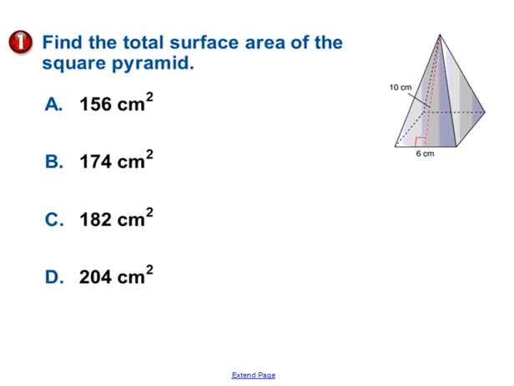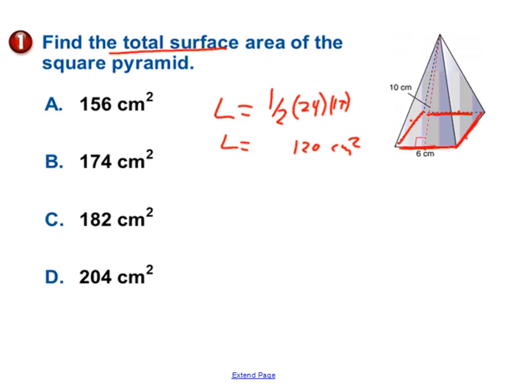Find the total surface area of the square pyramid. The square pyramid indicates that it has a square on the bottom. So I'm going to find the lateral surface area first. The lateral surface area is 1/2 times the perimeter, which would be 6 on a side. So it'd be 6 plus 6 plus 6 plus 6, or 24 is my perimeter, times the slant height, which is 10. So the lateral surface area of those 4 triangles would be 1/2 times 24, which would be 12, times 10, which would be 120 centimeters squared.